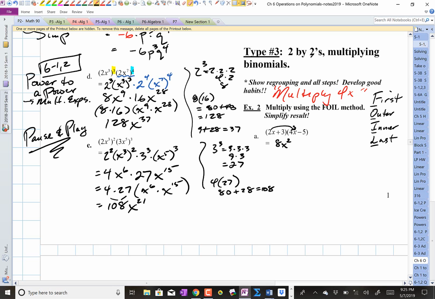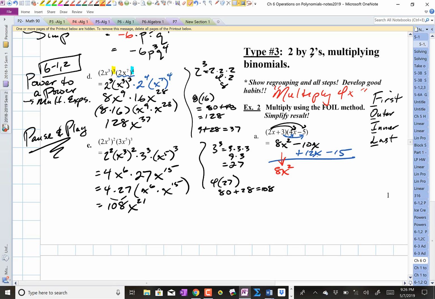The outer product is the terms on the outside, the 2x times the negative 5, and that is negative 10x. The inner product, you multiply the terms on the inside. The 3 times the 4x is 12x. And what I'm going to do is line up like terms. And then 3 times negative 5, well, that's negative 15. And then what we want to do is add like terms, and we're going to add vertically. Now there's nothing to add to the 8x squared because you can only add like terms of the same degree. So I'm going to bring that down.